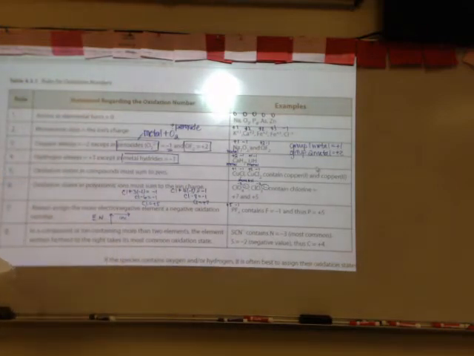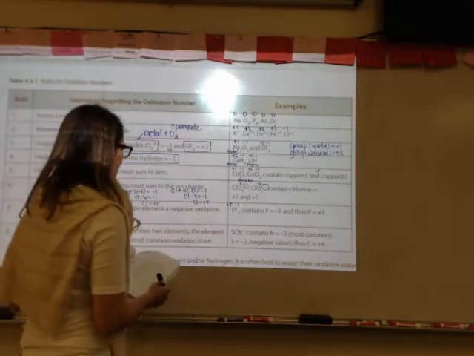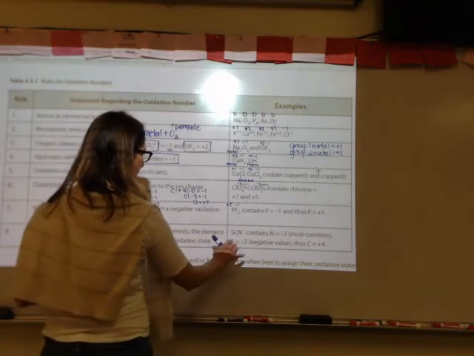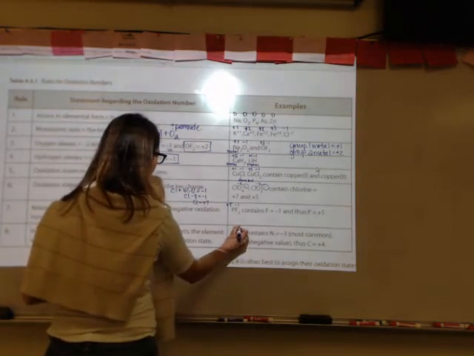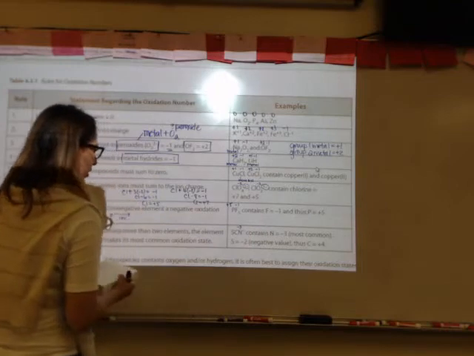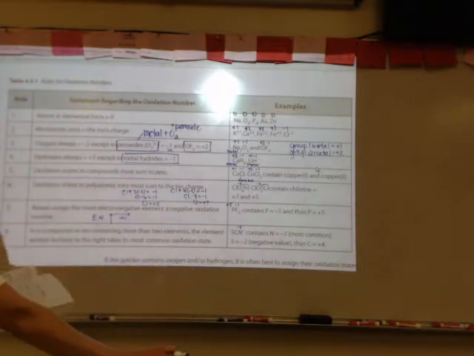Rule number 8. In a compound or ion containing more than 2 elements, the element written furthest to the right takes its most common oxidation state. So I have 1, 2, 3 in SCN. I assign nitrogen its usual charge. It's a -3. It's the furthest to the right.